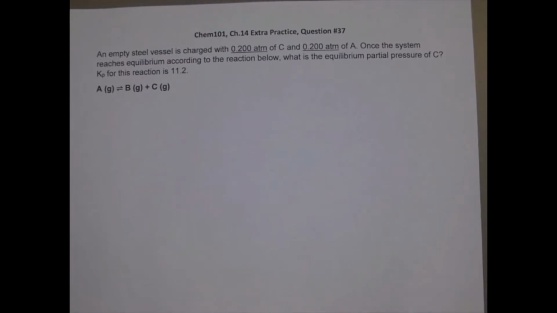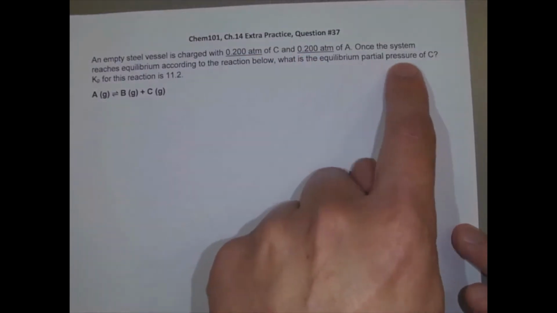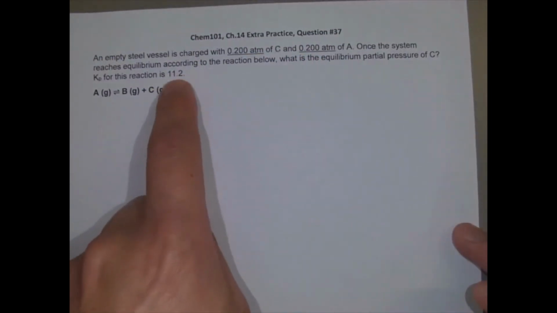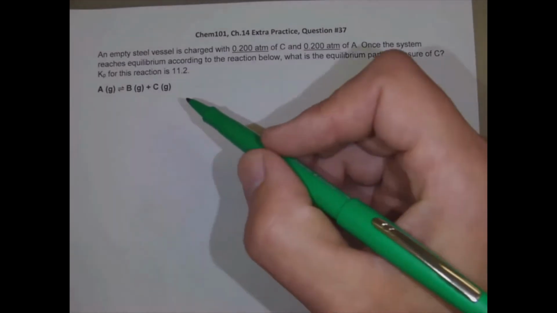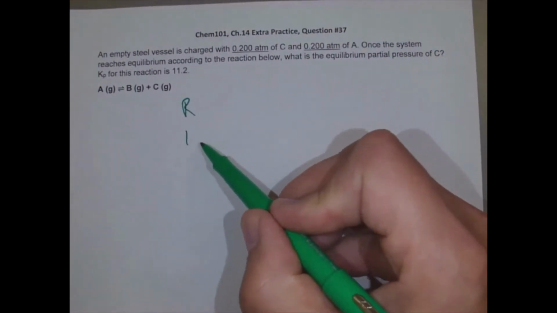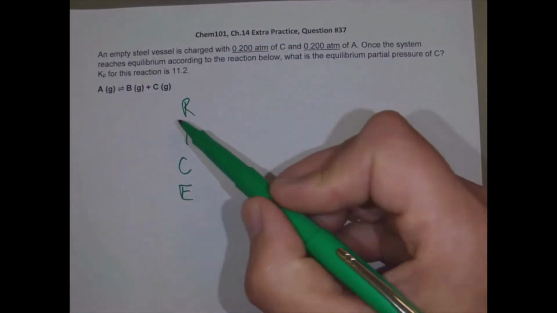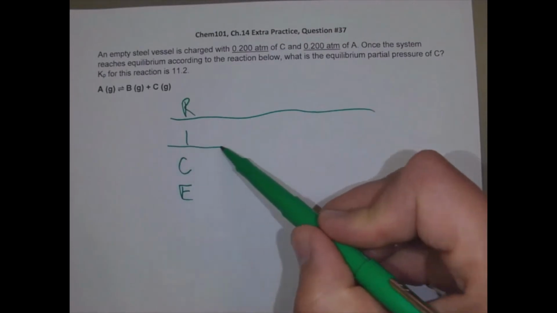Okay, so this is a rice table problem. And the way you know that is because you're given some initial amounts, and you're asked about the equilibrium amount, and you're given an equilibrium constant. So that's your clue that you should set up a rice table. So we have rows of R for reaction, I for your initial amounts, C for the change in amount, and then E for the equilibrium amounts. So those are our rows.